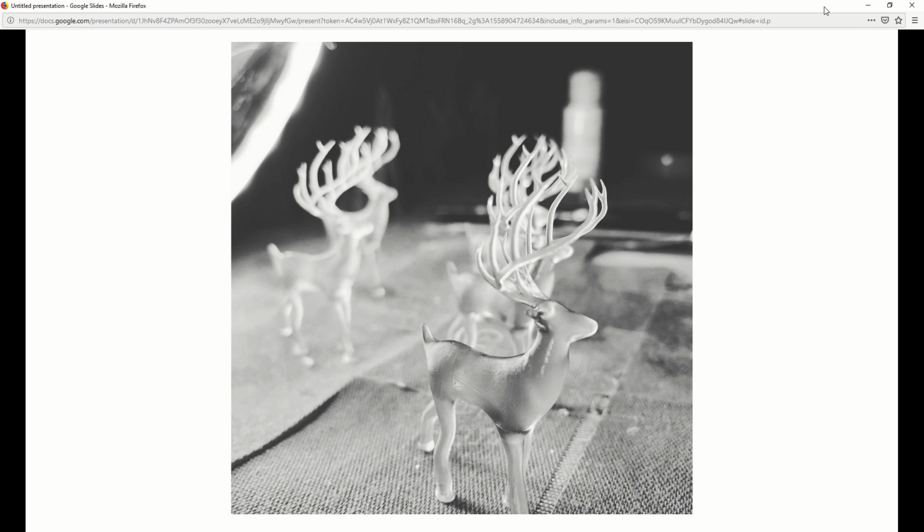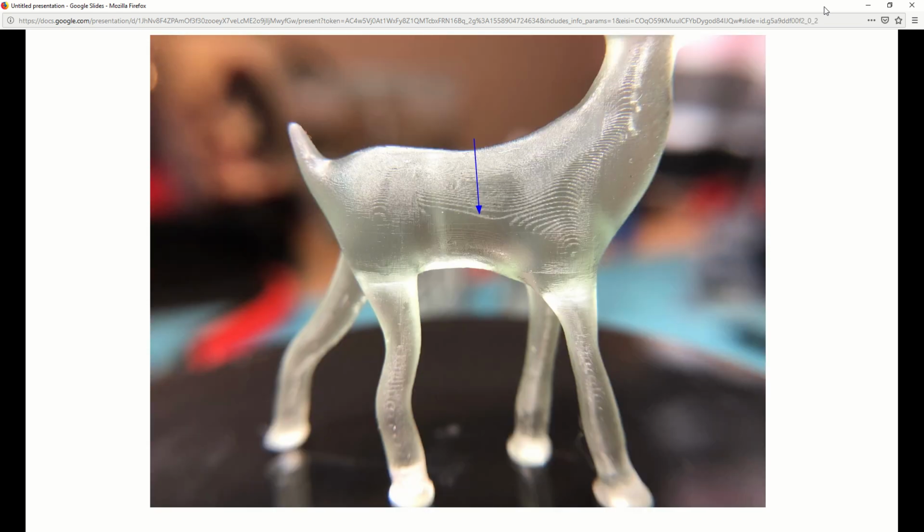So here we go. The model that I used was a deer off Thingiverse. I'm pretty sure you could just look up deer. And I think it's a pretty good representation of why or why not we want to use this technology. So this is with zero anti-aliasing.